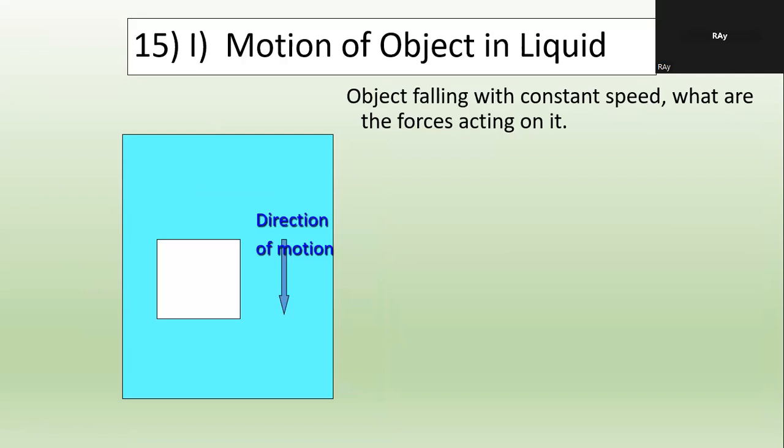Object falling with constant speed: upthrust is always constant if the solid is fully immersed. If it's still floating, then it's not constant. If it's floating, the weight equals upthrust. But if you push it down, upthrust increases.